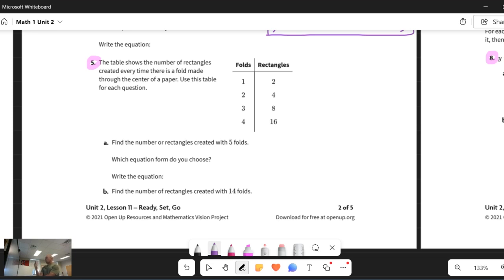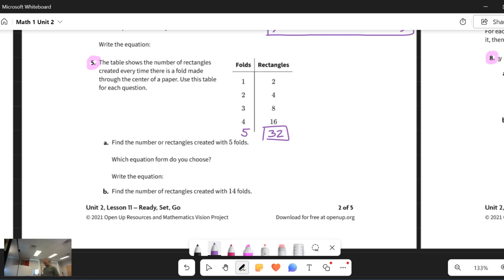Every time our x increases by 1, which is our folds column, y is going to be our rectangles, it seems that we're doubling the number of rectangles that we have. So in part A here, it says find the number of rectangles created with 5 folds. When we put a 5 in here, if we're just doubling every time, we know without doing too much math that there's going to be a 32 there. Let's put a box around that because that answers a question.